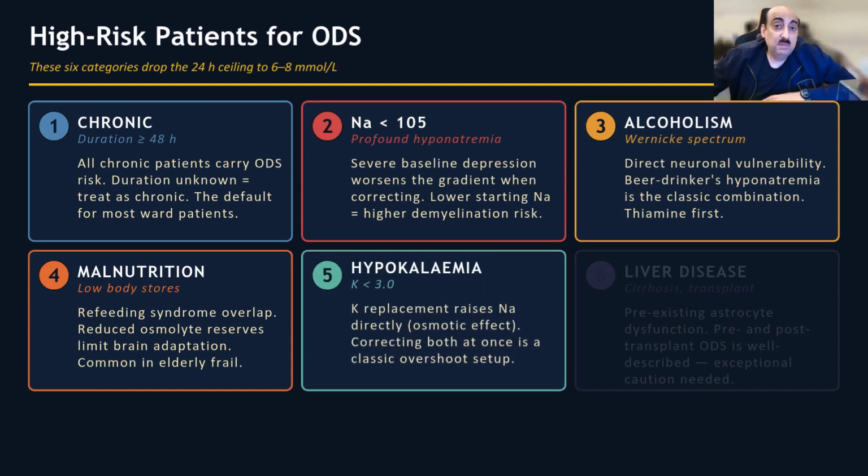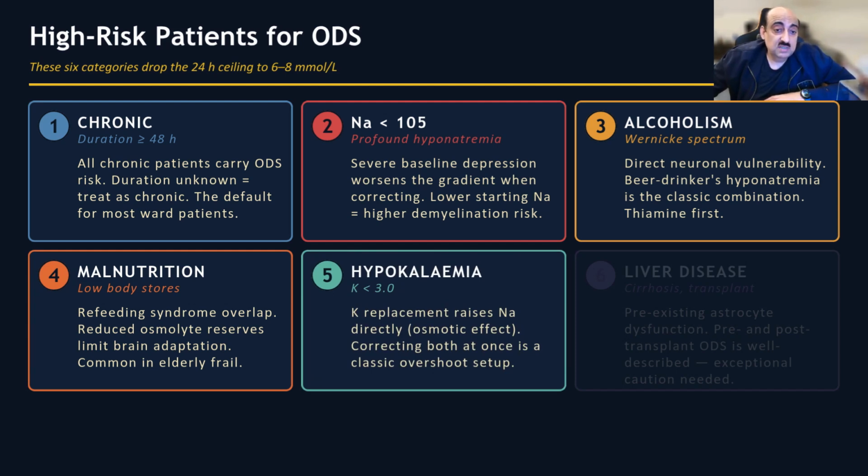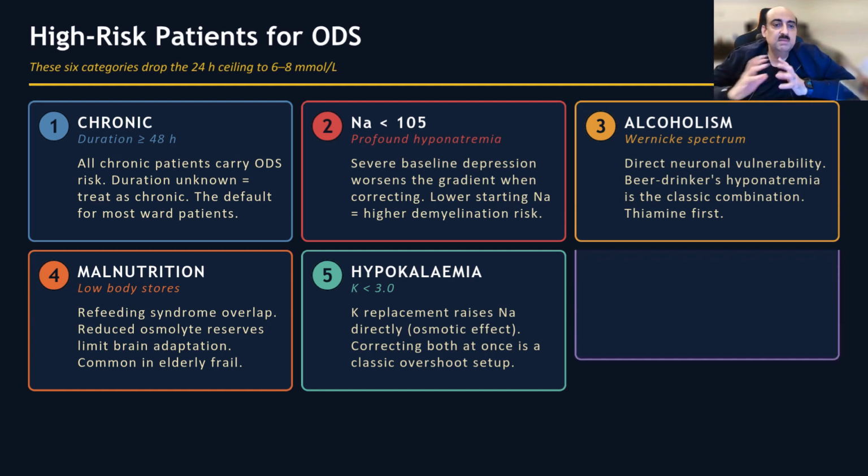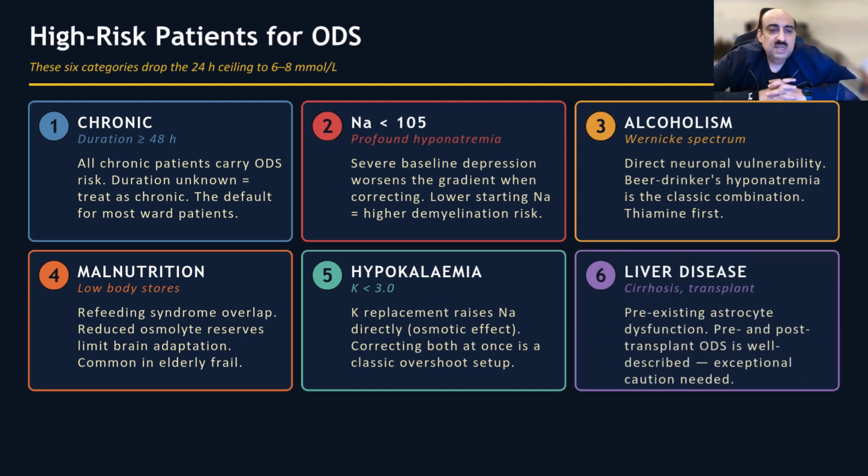And number 5, hypokalemia, as we discussed, potassium replacement can raise sodium directly, irrespective of your other active correction of sodium, and that can lead to overshooting of the sodium correction. And finally, number 6 is liver disease, pre-existing astrocyte dysfunction. ODS is well described in pre and post liver transplant patients, and extreme caution should be exercised in patients with liver disease as well.